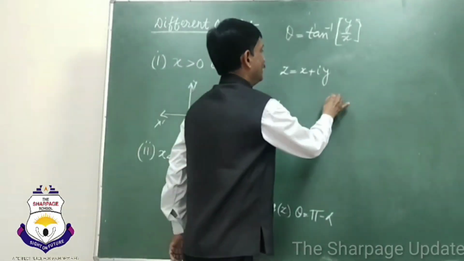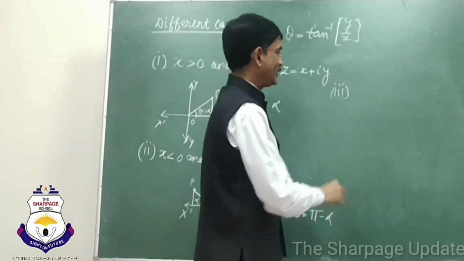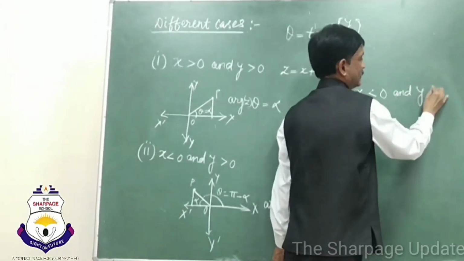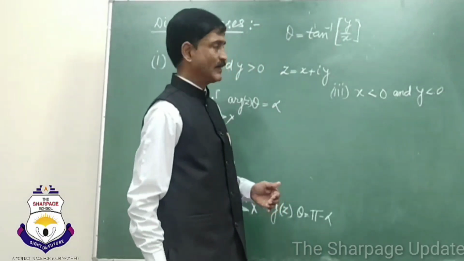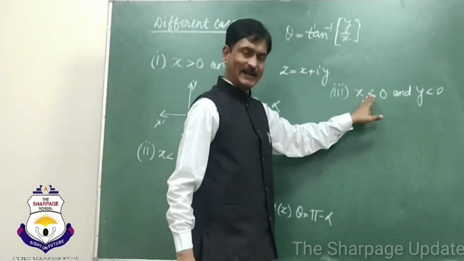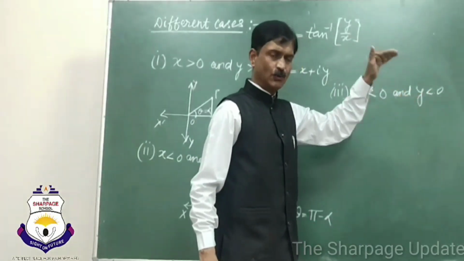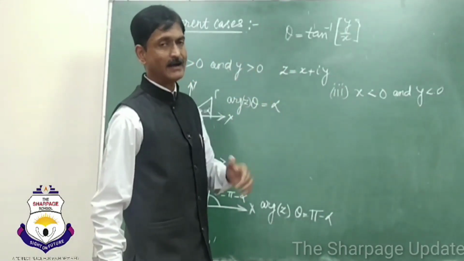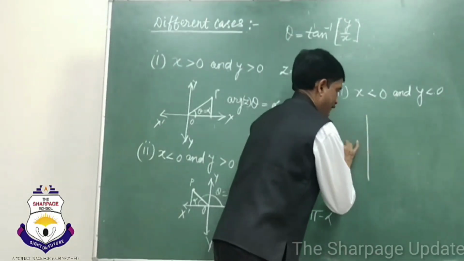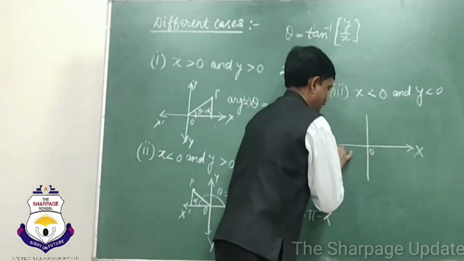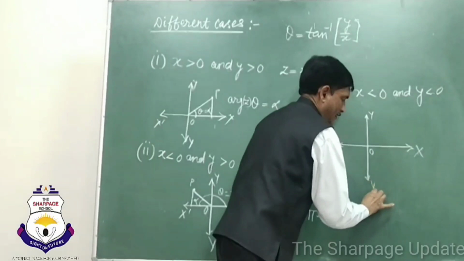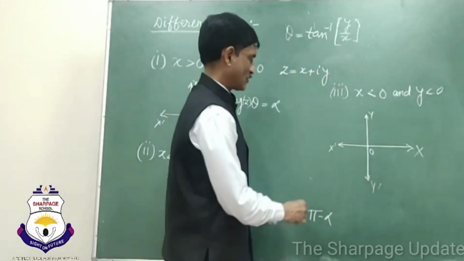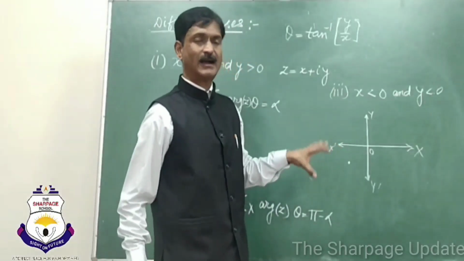Now, in the next case, when x is less than 0 and y is less than 0. In this case, you can see x is negative, y is also negative. So the point P representing this complex number will lie in the third quadrant of the argand plane. In this way, XOX' and YOY'. X is negative, y is also negative. So the point P representing this complex number will lie in this quadrant, it means in the third quadrant.